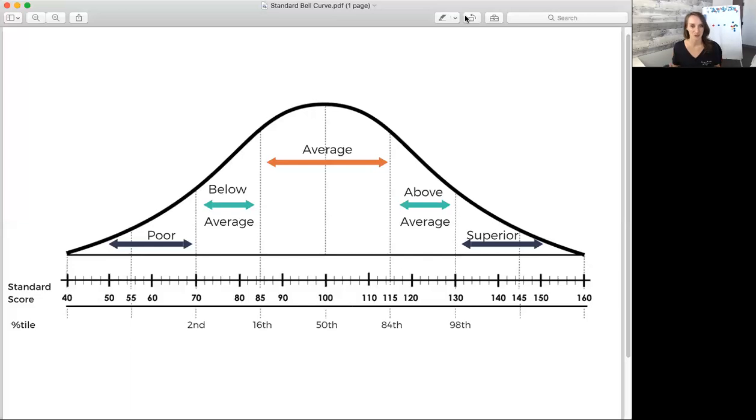But this is a quick tip in terms of what it looks like to look at those evaluation scores from a cognitive or an IQ perspective and an academic perspective. Hopefully that helped.